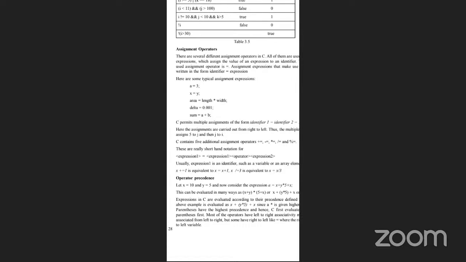expression 1 operator equal to expression 2. Usually expression 1 is an identifier, such as a variable or an array element. x plus equal to i is equivalent to x equal to x plus i. x slash equal to 3 is equivalent to x equal to x divided by 3.